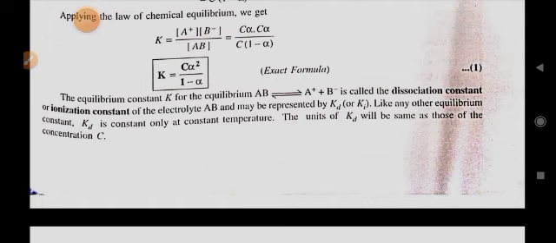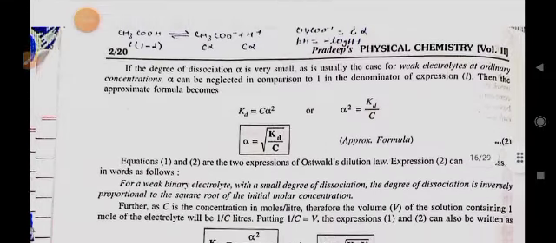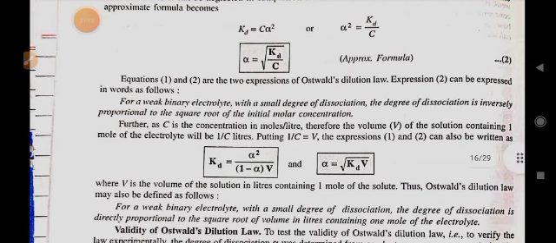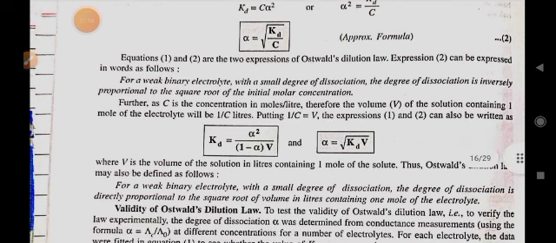The unit of Kd will be the same as those of the concentration C. If the degree of dissociation alpha is very small, as is usually the case for weak electrolytes at ordinary concentration, alpha can be neglected in comparison to 1 in the denominator of the expression, then the approximate formula becomes Kd is equal to C alpha square, or alpha is equal to under root Kd by C. Equations 1 and 2 are the two expressions of Ostwald dilution law.